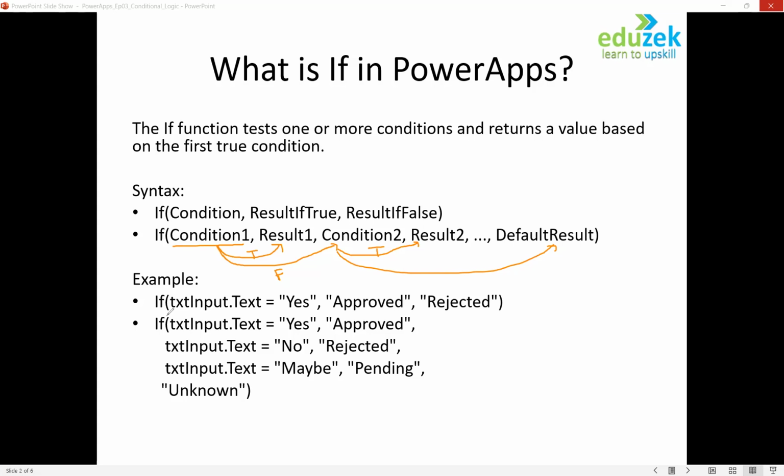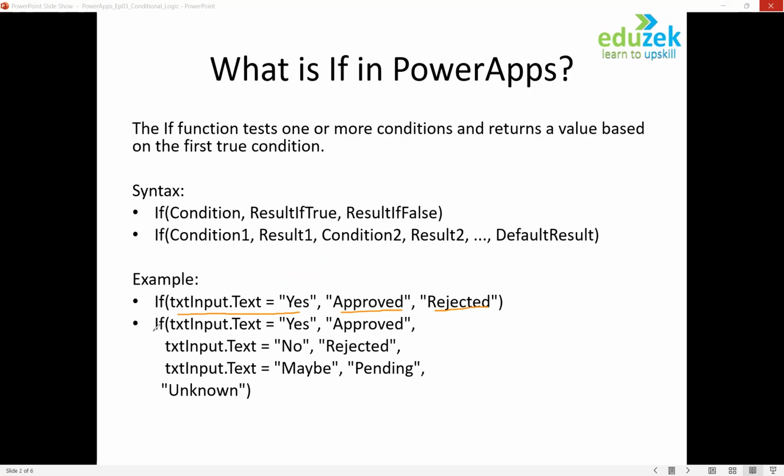Let's see the example here. If the input is yes, the result will be approved. If the input is other than yes, then the result is rejected.